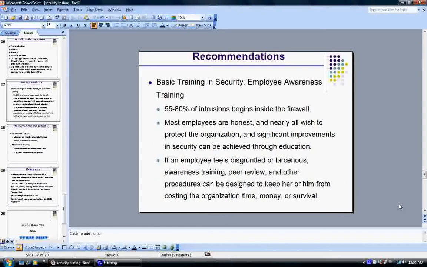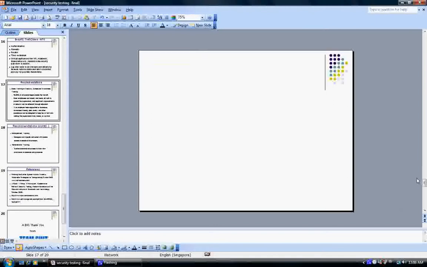Some of the recommendations we provide start with basic training in security. Employees need to be aware of what exactly security is and the threats and risks that could be possible. From certain sources we have extracted that 55 to 80% of intrusions begin inside the firewall itself. Most employees are honest and wish to protect the organization, but they need to be given basic training in security and made aware of the different types of threats or risks that can happen over the network.